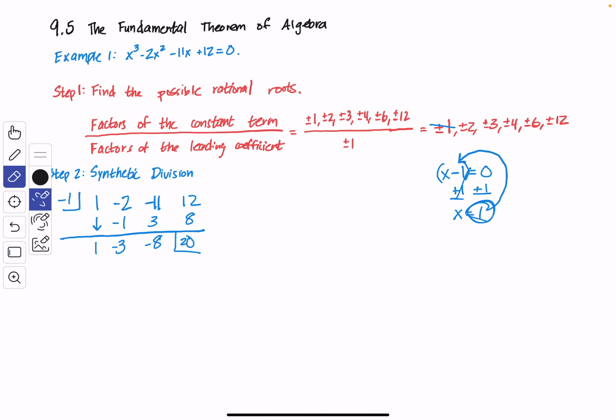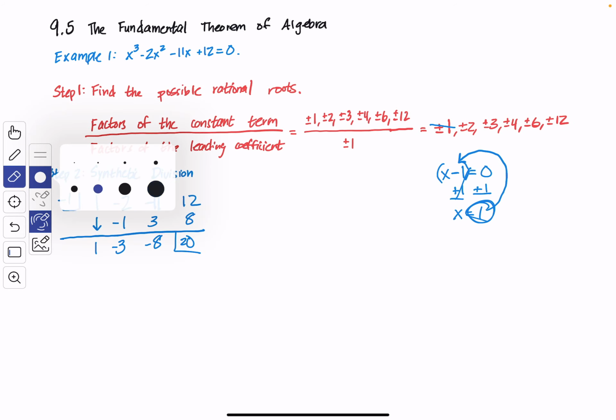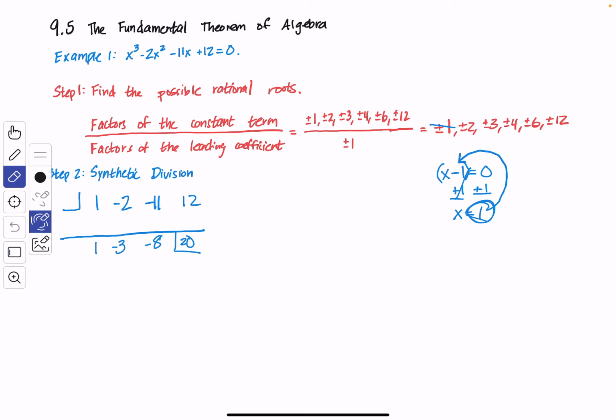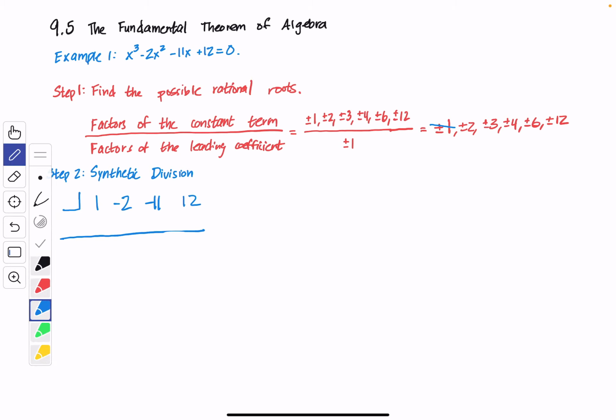So I'm going to go back and try another one. I'm going to erase this negative 1 and all this work, because I need to redo my synthetic division with another possible root. This one didn't work, and that'll happen sometimes. You might have to do a few before you find one that works. That's why I said step 2 is the one where there's a lot of work. So positive 1 didn't work, but maybe negative 1 will work.